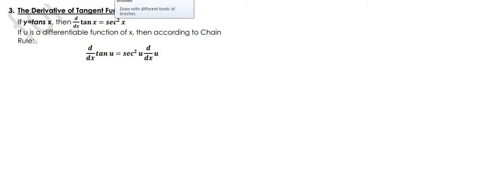Let's have the derivative of tangent function. Alright, so if y equals tangent x, then the derivative of tangent x is equal to secant squared x. Now, if u is a differentiable function of x, then according to the chain rule, we have the derivative of tangent u is equal to secant squared u du. Okay?